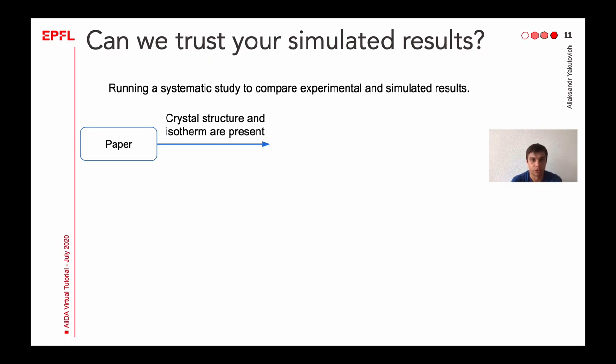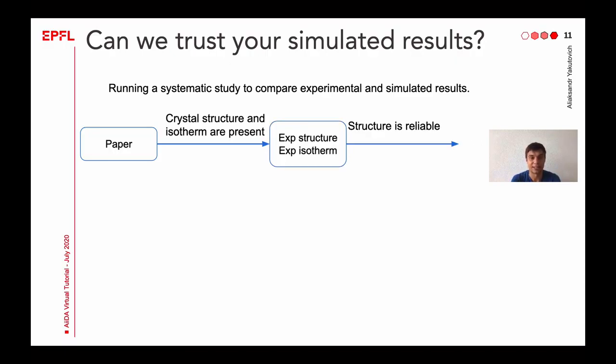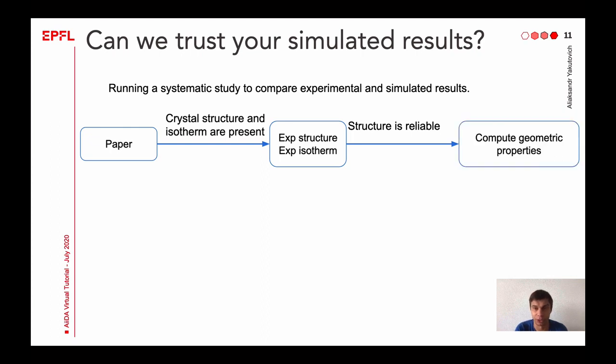Then we extract those two: the experimental structure and the isotherm. This is exactly the place where the experience of our experimental collaborators comes into play, because they are very familiar with the tools used to identify the crystal structure, so they can judge whether the structure is reliable or not. Once we conclude that the structure is reliable, we go ahead with computing the geometric properties of the structure. This is needed, for instance, to understand whether the experimental sample was properly activated. By activation, I mean the removal of the solvent molecules from the sample.